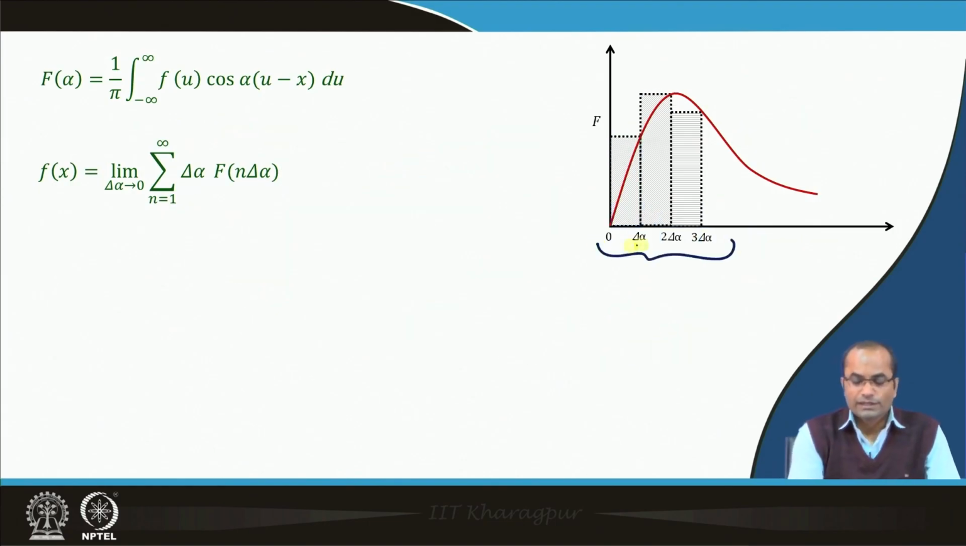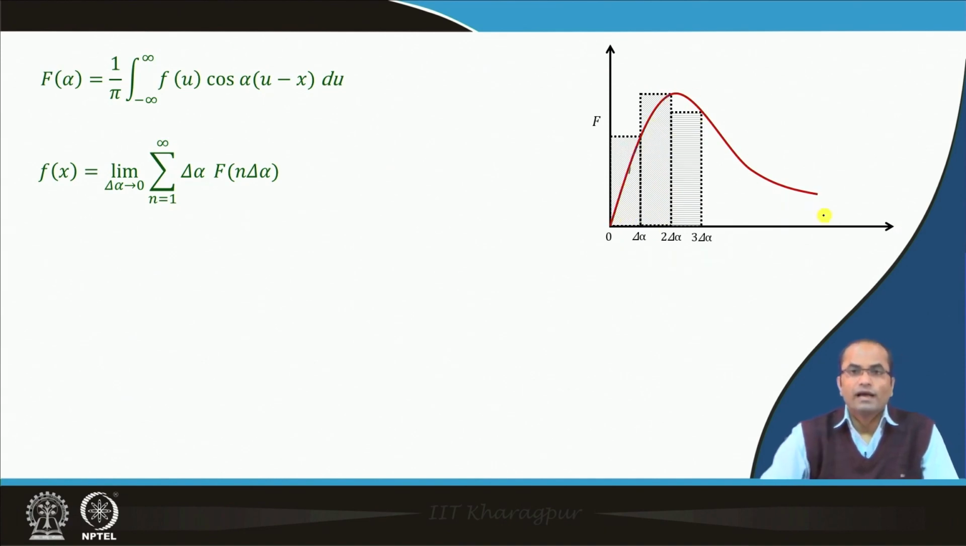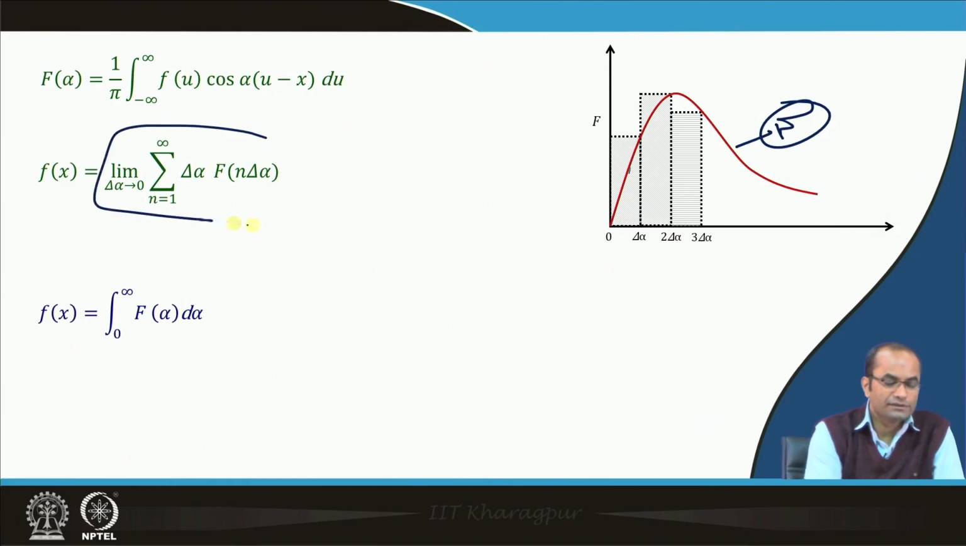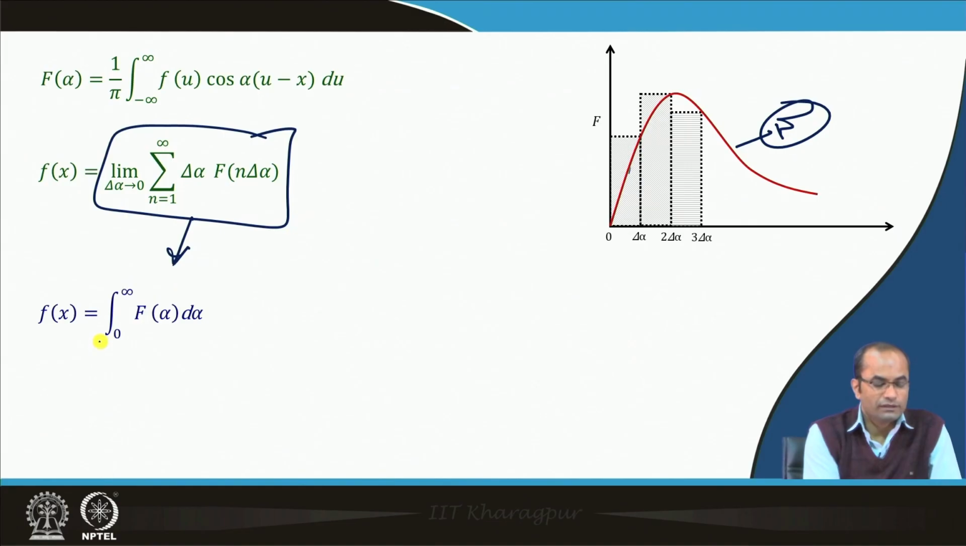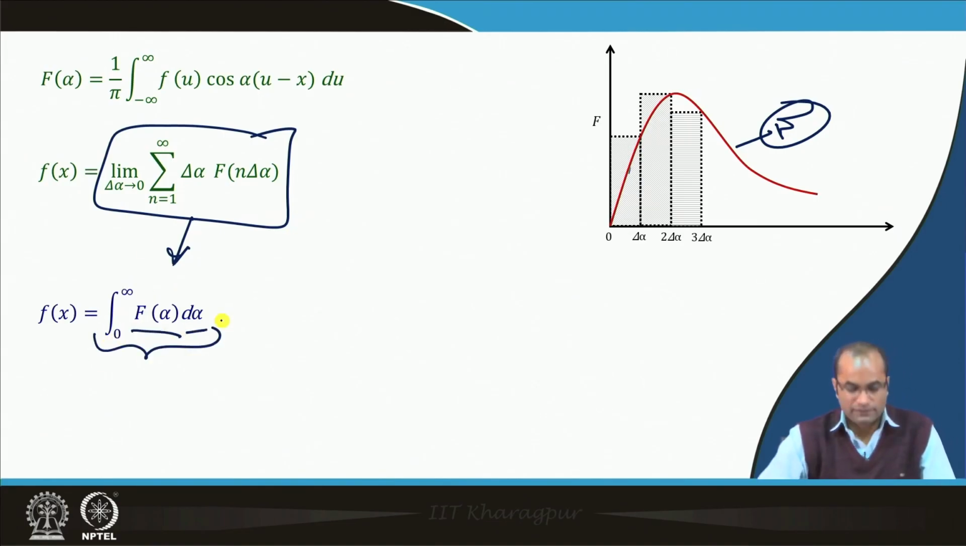So, in the limiting situation, when this delta alpha goes to 0, the area of these rectangles will converge to the area under this curve, which we know from the definition of integrals we can write in terms of the integral of this function f(alpha) d alpha. So, exactly as per the definition of the integral, this limit, when it exists, of course, will be this integral from 0 to infinity of f(alpha) d alpha.